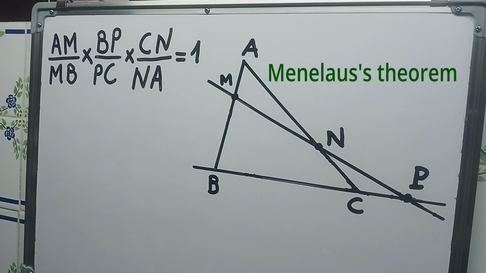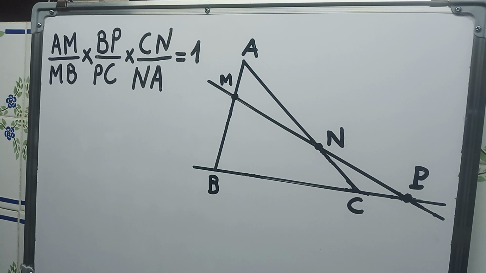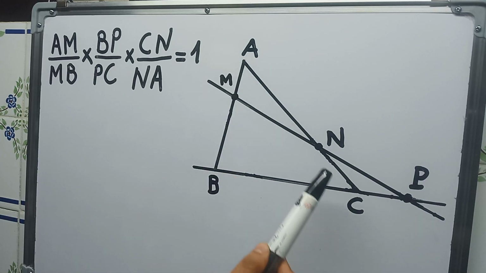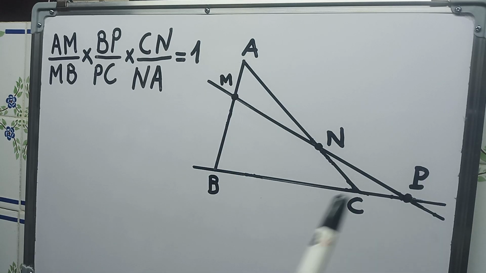In this video, I will show you an easy proof of Menelaus' theorem. Menelaus' theorem states that if we have a triangle ABC with a line intersecting AB at M, AC at N, and BC at P, then we have this equality: AM over MB times BP over PC times CN over NA is equal to 1.